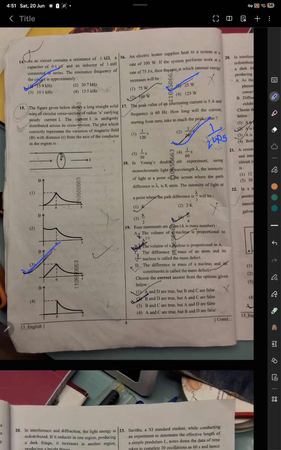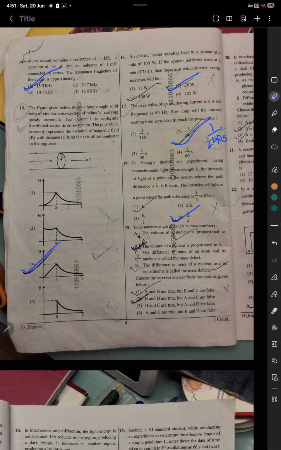Question number 18, in Young's double slit experiment using monochromatic light of a given wavelength, the intensity of light at a point on the screen where the path difference is this is K units. The intensity of light at a point where the path difference is this, what will be the answer? Option number 4 is correct, K by 4 is your correct answer.